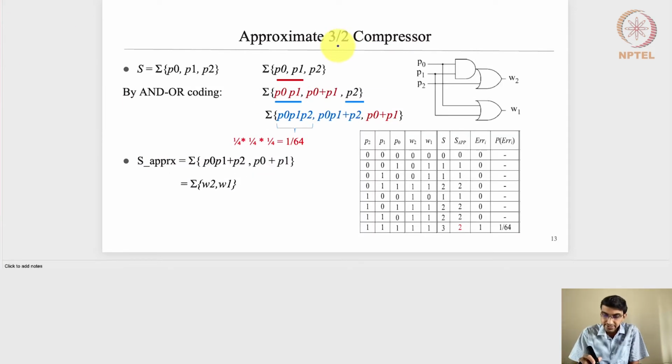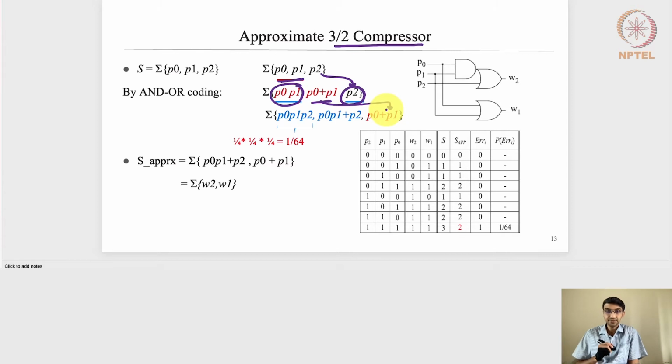Going ahead, the 3:2 compressor. Can we now approximate the 3:2 compressor? Of course, we can do that. In the summation of the partial products, 3 partial products will be involved. In this case, if I consider P0 and P1 as 2 of the partial products, I can rewrite it as P0 AND P1 and P0 OR P1, and leave that P2 as it is. And now I further use it as AND and OR recoding. So I will have P0, P1, P2 and then P0, P1 plus P2, and then this one will be our last stage.